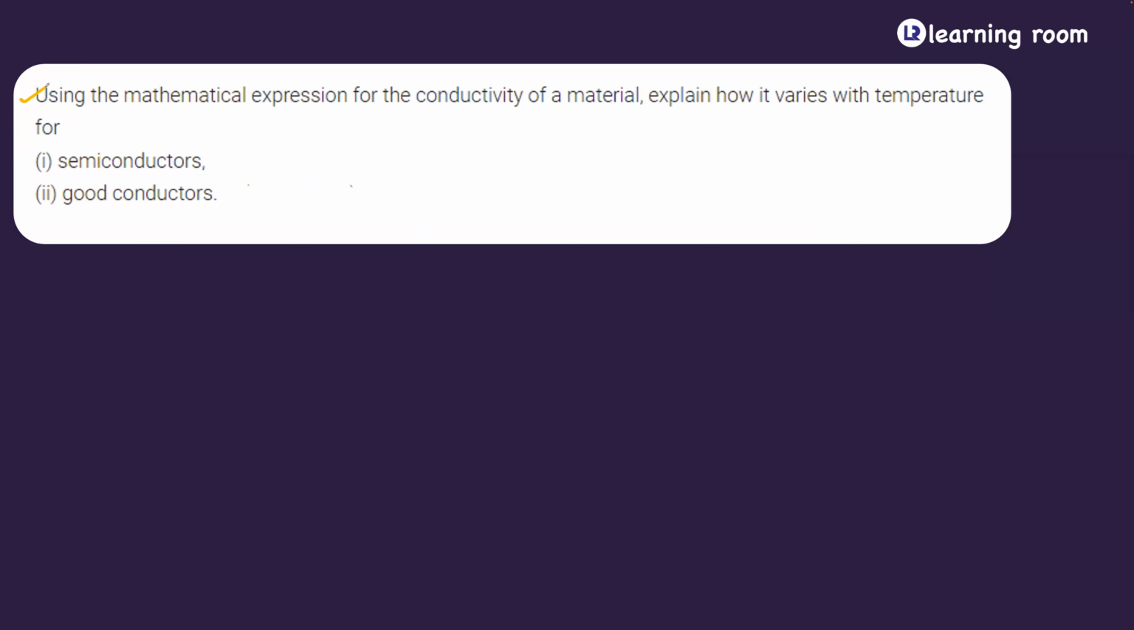Using the mathematical expression for conductivity of a material, explain how it varies with temperature for semiconductors and good conductors. Rho is equal to m divided by n e square tau. So if this is resistivity, what is conductivity? 1 by resistivity, which is conductivity, is equal to n e square tau divided by m.